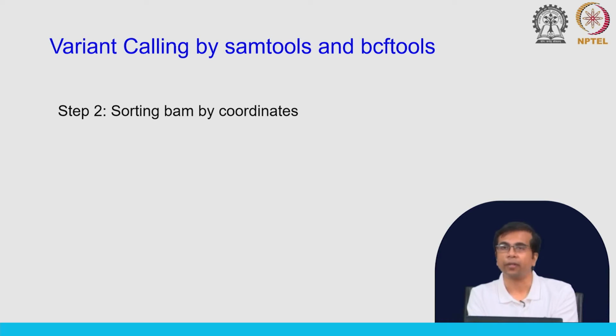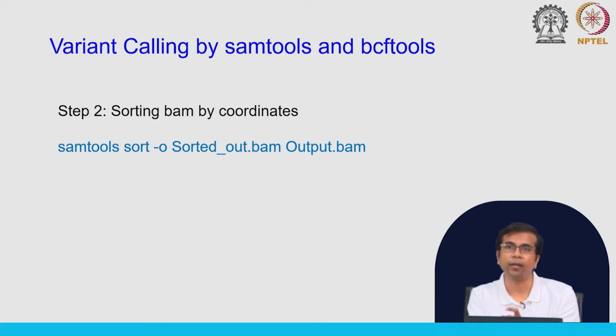Then you have sorting of BAM by coordinates. Again, this is the samtools sort command. Then you have the option -o. Here the notation is slightly different. -o means this is the output file name. So sorted_out.bam is the output file name, and output.bam is the input file.